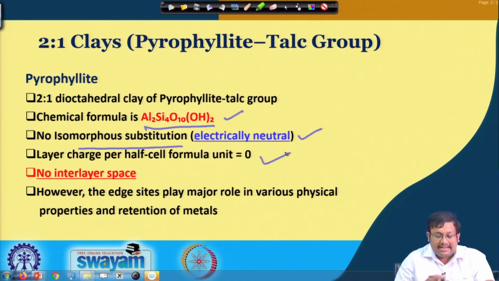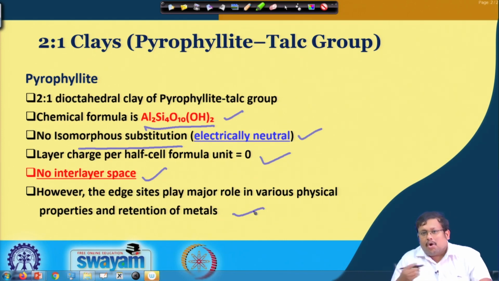In the case of clay minerals, we generally use the half cell formula unit to define chemical composition and layer charge. So, in the case of pyrophyllite, we have 0 layer charge. There is also no interlayer space. However, the edge sites play a major role in various physical properties and retention of metals. So, although they do not have any permanent negative charge due to the absence of isomorphous substitution, they do play some roles in physical properties and retention of metals.